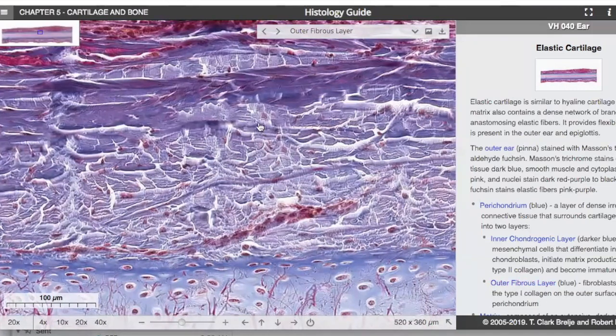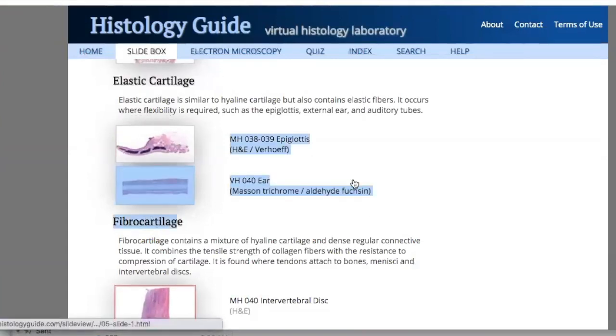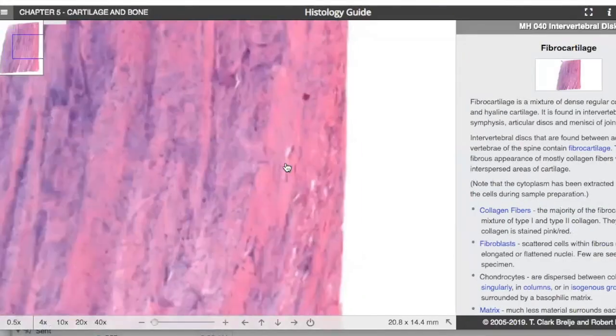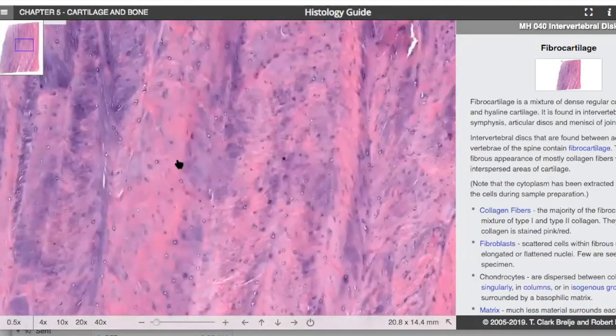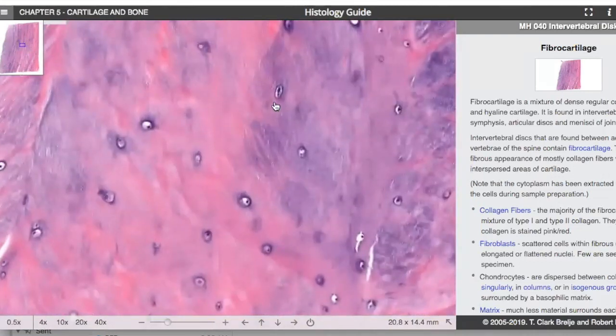So those are hyaline and elastic cartilage. And the last one is fibrocartilage. This is one of your intervertebral discs. And this is basically a mix between cartilage and dense regular connective tissue. That is, it's got a lot of collagen fibers arranged within it, right?